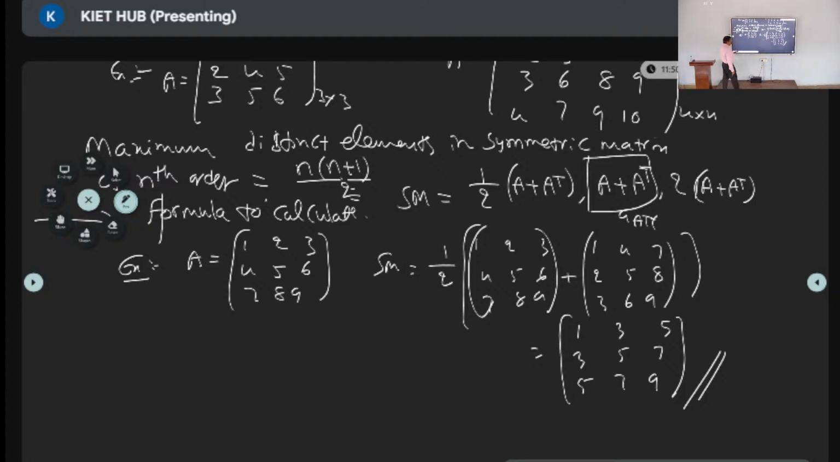Is this symmetric or not? For a non-symmetric matrix, we are getting the symmetric matrix. What is the formula to get the symmetric matrix? Half A plus A transpose. You can use the A plus A transpose formula also.